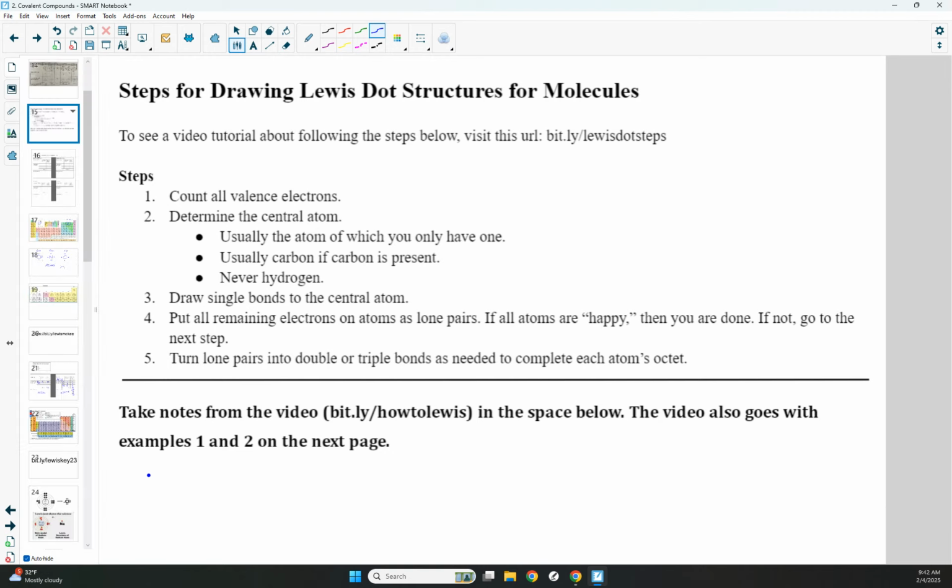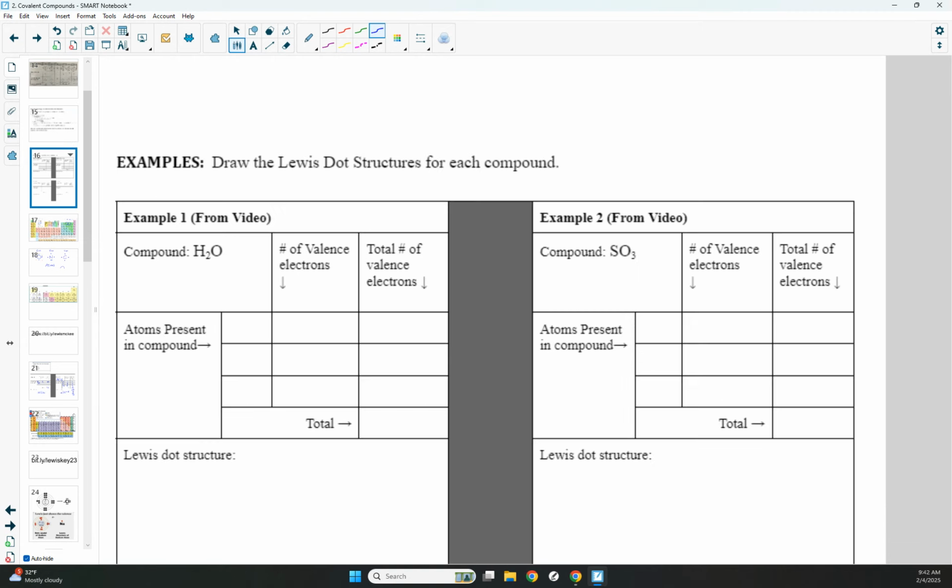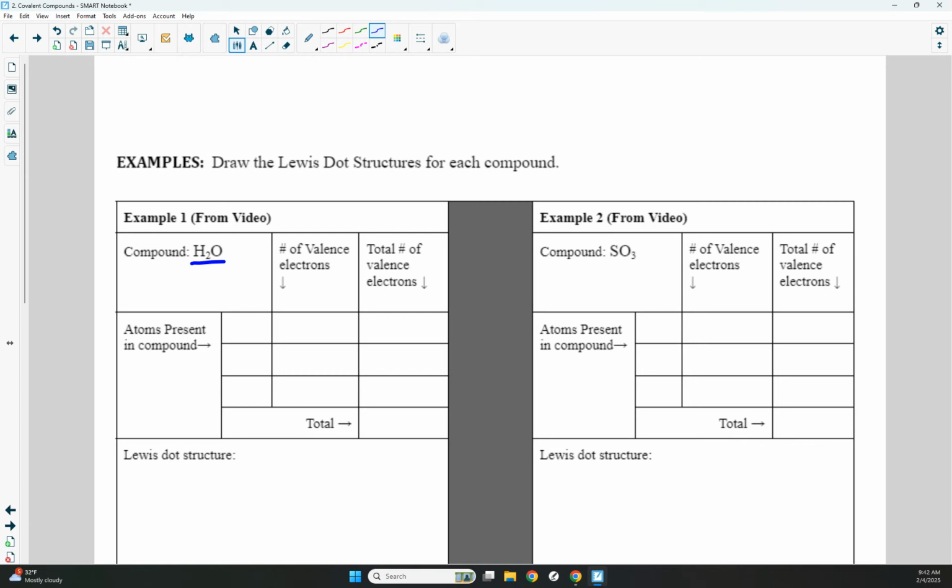So let's do that now, and we're going to do a couple examples. So the page after those steps, you're going to see a few examples here. Let's consider the molecule water, H2O. Step 1 is to count up the valence electrons for water. So we're going to break it into its parts. And H2O has 2 hydrogens and it has 1 oxygen. Hydrogen has 1 valence electron. Oxygen has 6.